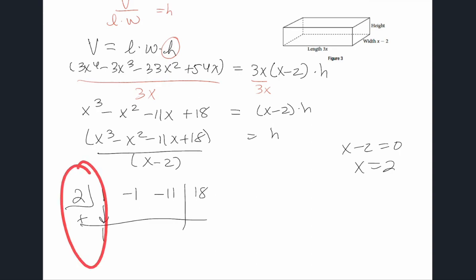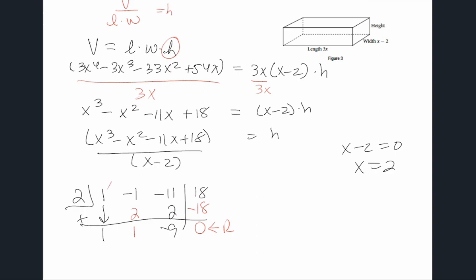Okay, so we're going to multiply, write it down, add them up. Multiply, write it down, add them up. Multiply, write it down, add them up. We have a 0 remainder, which is great. So we have a nice answer for our height.